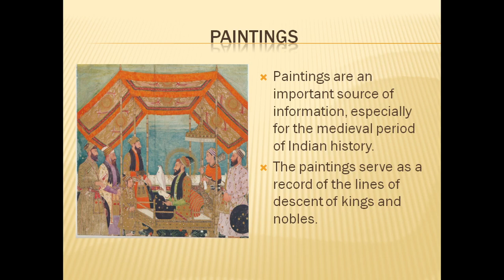Now, let us learn about the paintings. Paintings are an important source of information, especially for the medieval period of Indian history. They illustrate the artistic progress of the time, since rulers of kingdoms and other important people often had their portraits done. The paintings serve as a record of the lines of descent of kings and nobles. They also tell us about the nature of society, the way of dressing, the customs followed, important events, the life of the common people, along with other features of that period, as you can observe in the picture.